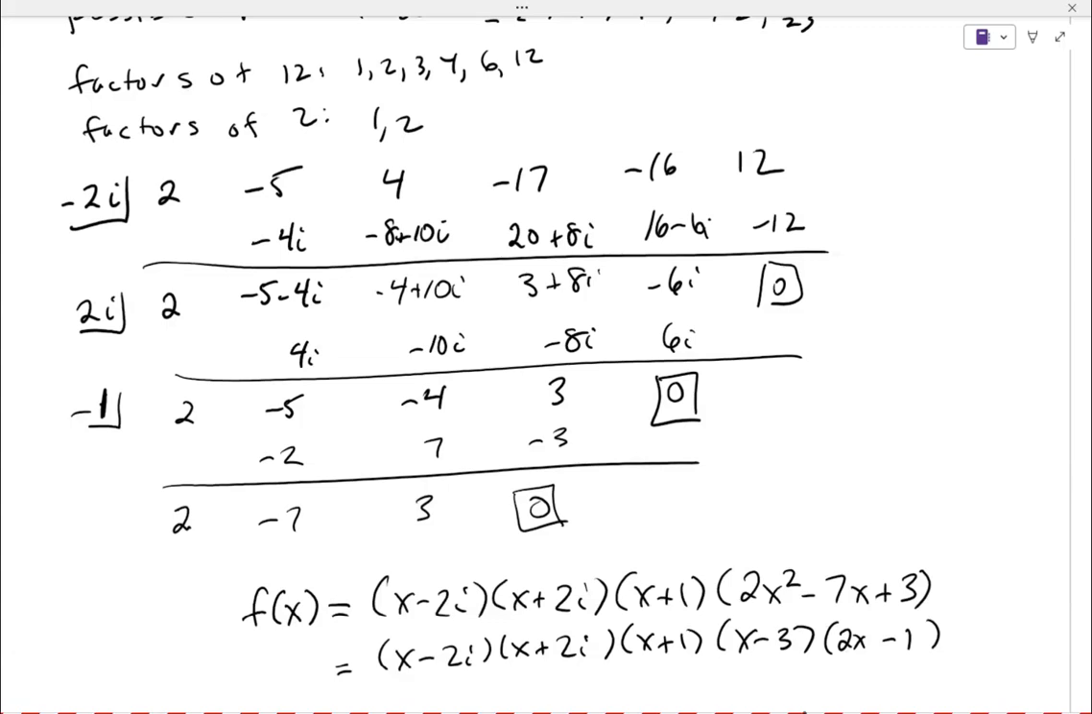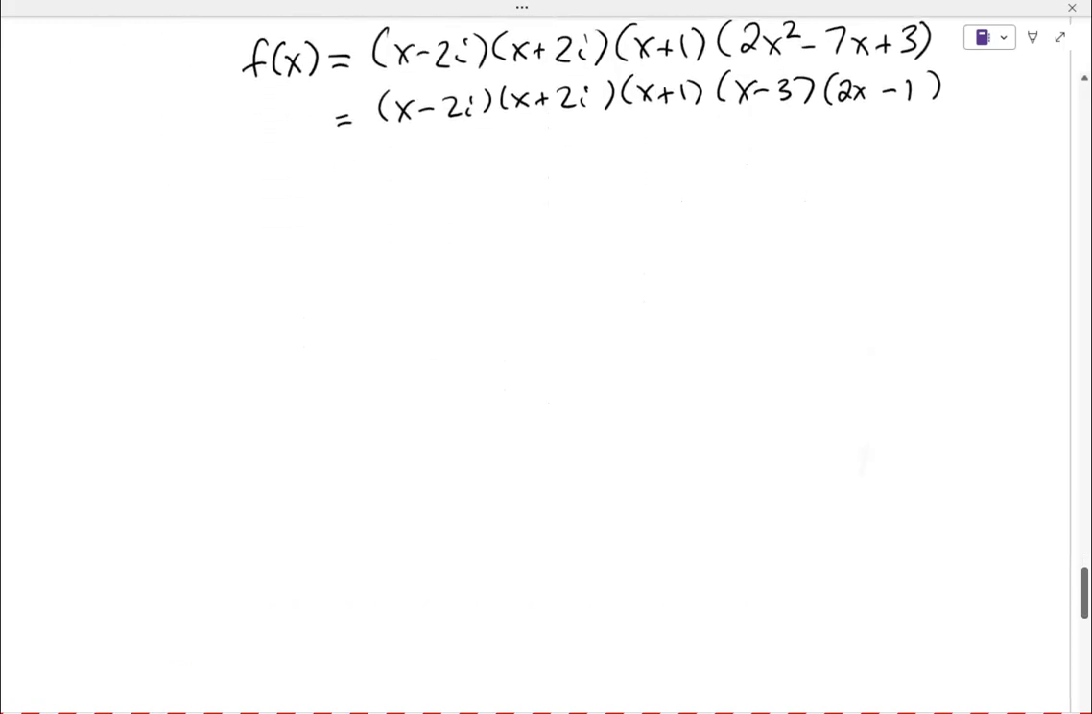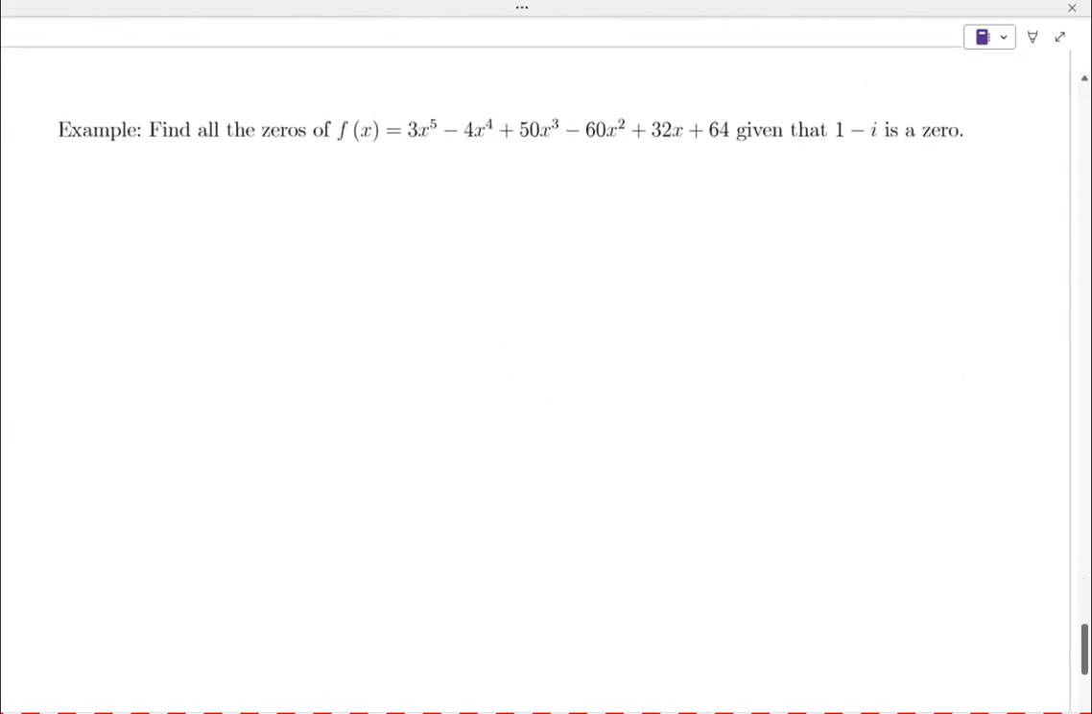Let's do the last one. All right, so again, when they give you one complex 0, they really give you 2, all right? You're told that 1 minus i is a 0, so what else has to be a 0? 1 plus i has to be a 0, right? We have a degree 5. Using those 2 zeros can get us to degree 3. We still need one more 0, right? So that's why we're going to do the possible rational zeros again to start with.